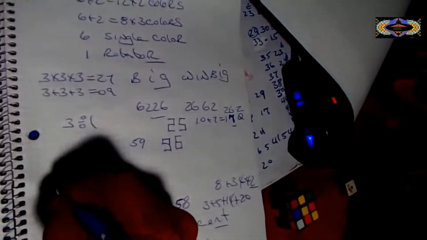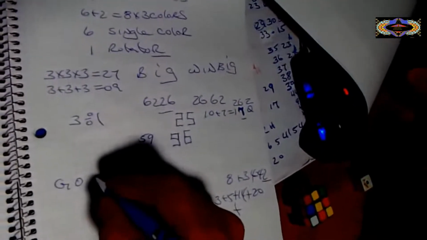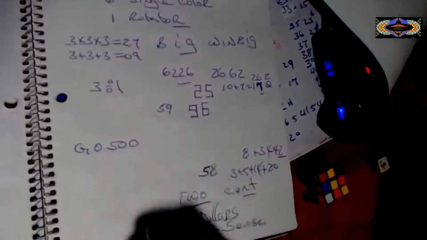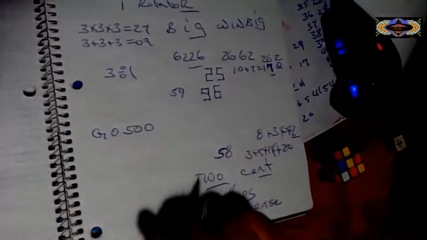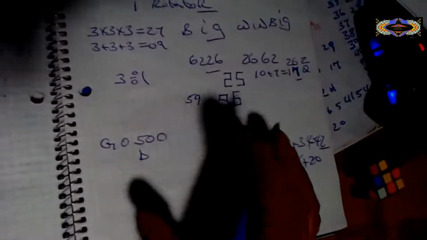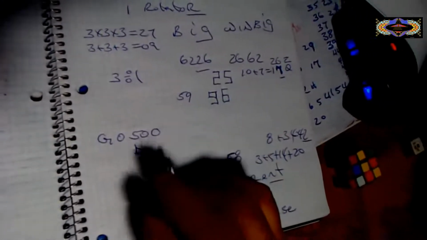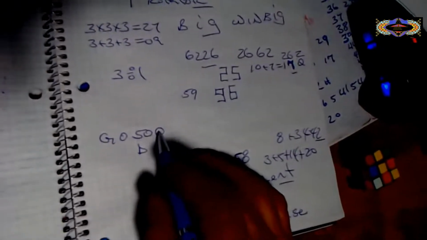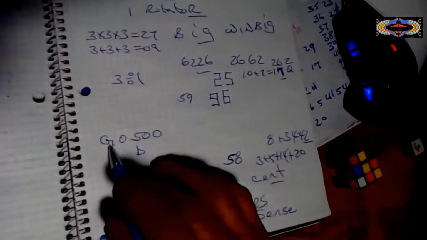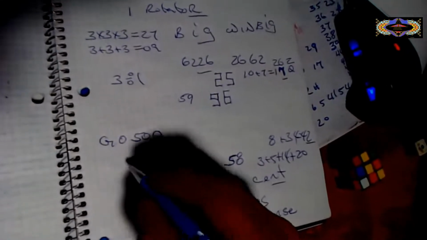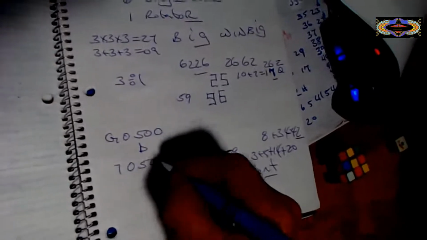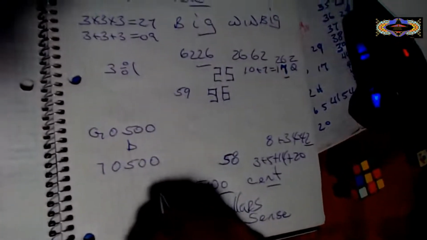Anybody ever hear of Go 500? And you know what's funny about Go 500 is that the D letter in Roman numerals is 500. So I wrote Go 500. Now this one sometimes looks like an E, but it's the 7th letter, right? So I'm going to put it as the 7th letter, and I'm going to write 70500.